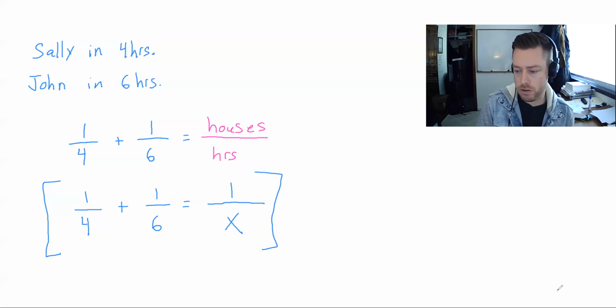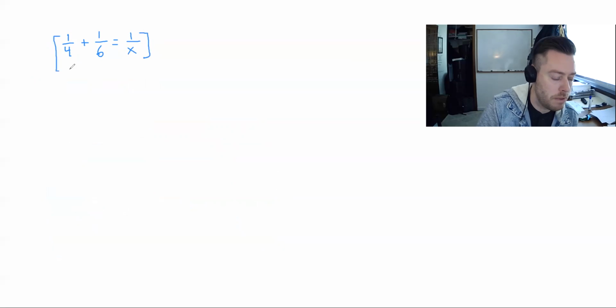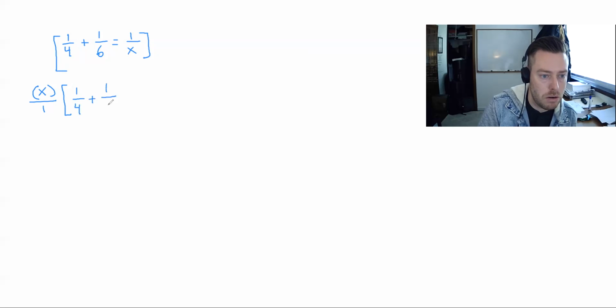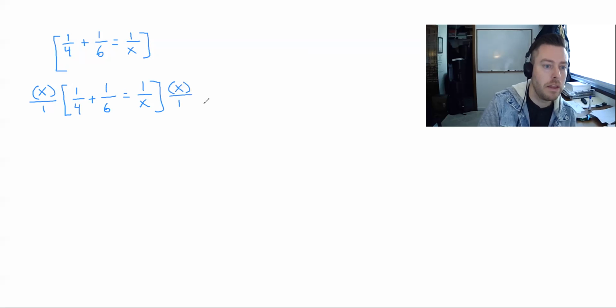So let me go to a brand new page. And I'll also get more room here. So our problem was 1/4 plus 1/6 is equal to 1 over X. Okay, so that was our original problem, right? And so what I'm going to do is multiply X over 1 by both sides. 1 over 4 plus 1 over 6 equals 1 over X. And remember, I have to do both sides, right? So X over 1. Okay.